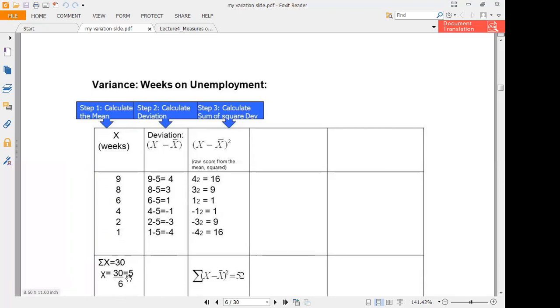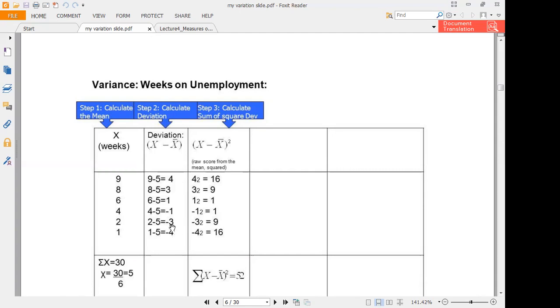Then the next step is to calculate the deviation, as I showed you here in the table below. I need to calculate the deviation. Remember, the deviation is subtracting the mean from each of the data sets. So these are all my data sets. I will start subtracting the mean from each of them. So I will have 9 minus 5, that is 4, 8 minus 5. I continue like this. I get some negative values, I get some positive values.